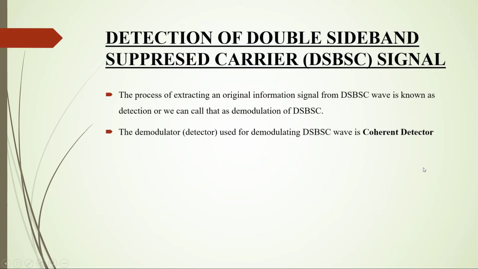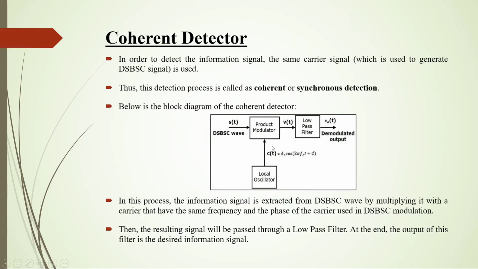Now we proceed with the detection of the DSBSC signal, which we can also call demodulation of the DSBSC. It is a process where we want to extract the original information signal from the DSBSC wave. So we use the coherent detector. This is the block diagram of the coherent detector.